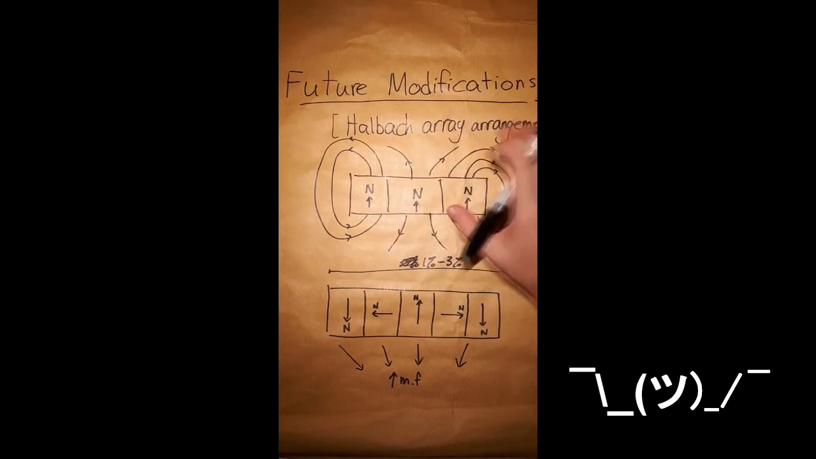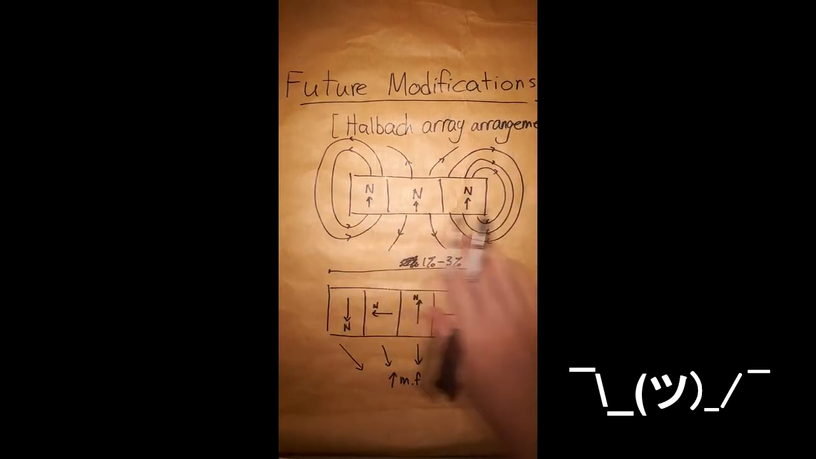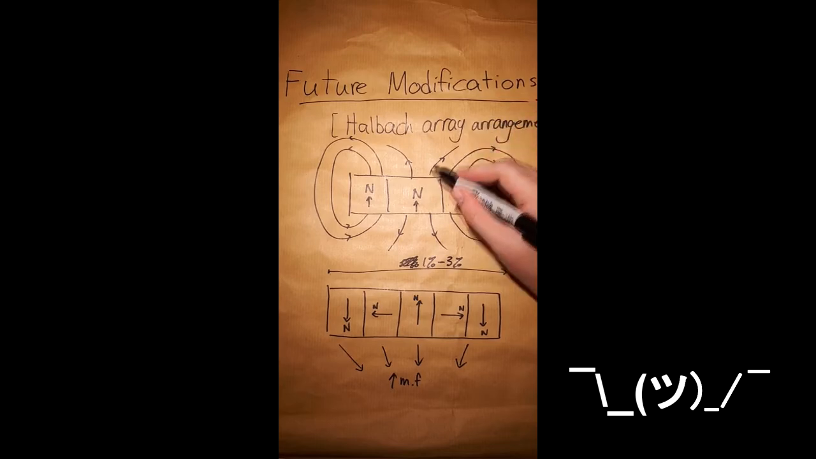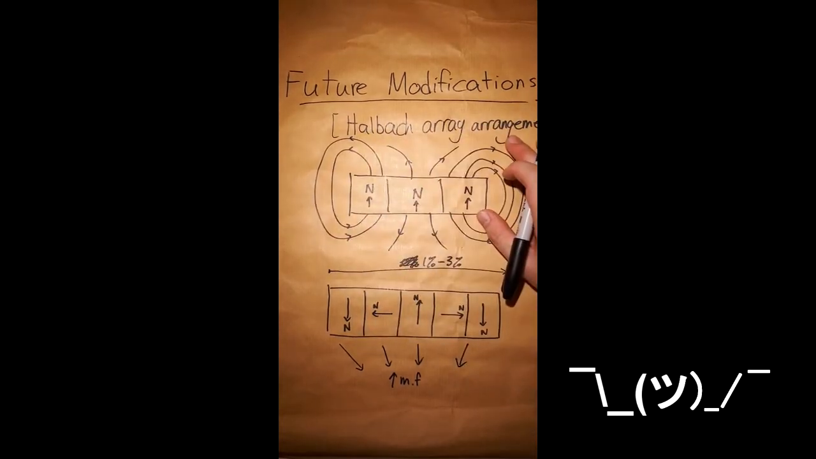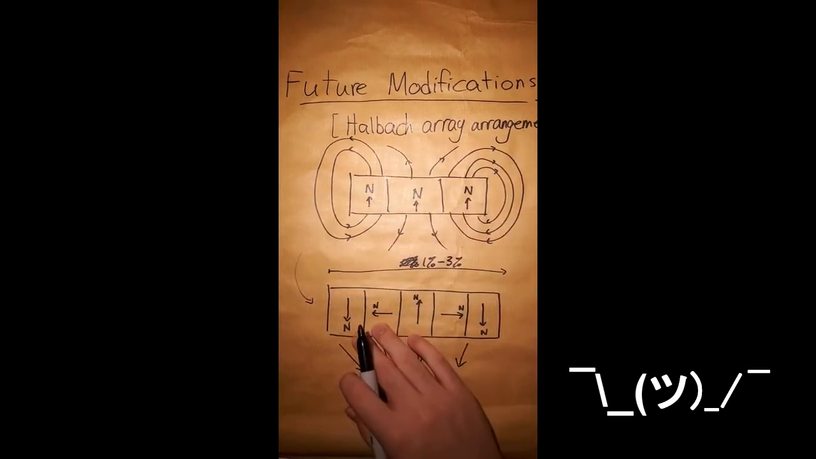To understand this, we have to look at the arrangement of a simple magnet. As we can see here, North Pole, North Pole, North Pole, and down here South, South, South. So the magnetic field lines will be drawn in this way, always north to south. But if we use this Halbach array arrangement, we will get something like this. As you can see, the polarities of all the magnets are different.